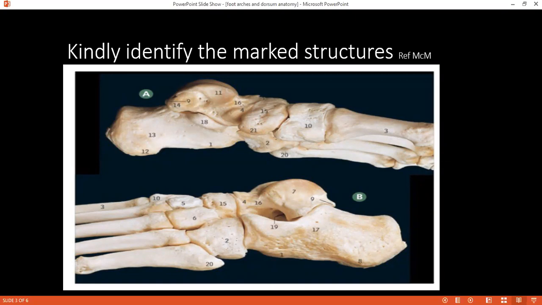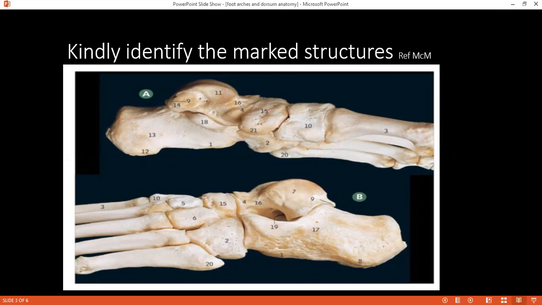Very good. Would you be able to tell the relation of the medial malleolus? Which structures pass behind the medial malleolus? There are tendons and vessels which come from the posterior aspect of the leg. There is tibialis posterior, then we have flexor digitorum longus, then the posterior tibial vessels and the posterior tibial nerve, and then we have the flexor hallucis longus.